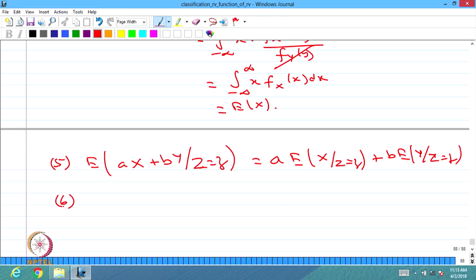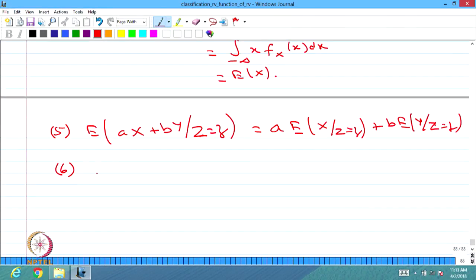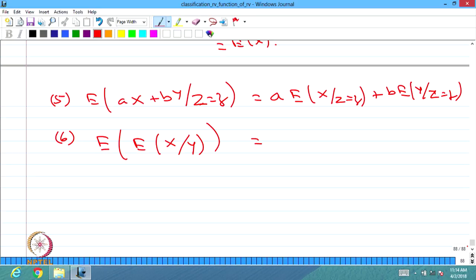The sixth property. I said expectation of x given small y is a value of the random variable. Therefore, you can go for finding the expectation of the expectation of x given capital Y. Expectation of x given capital Y is a random variable. We are finding the expectation of the conditional expectation. You can prove it by considering both the random variables are discrete and continuous. So let us prove it, then we will write down what the answer is.